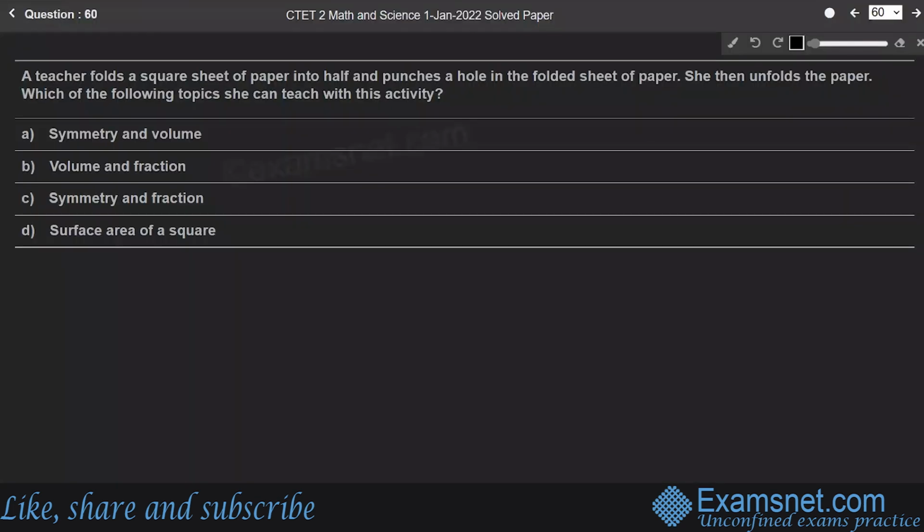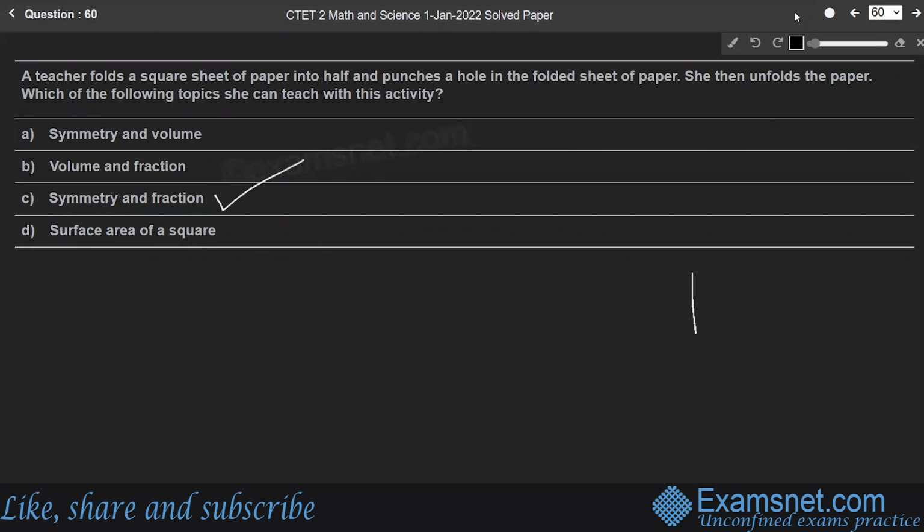Question number 60. A teacher folds a square sheet of paper into half and punches a hole in the folded sheet of paper. She then unfolds the paper. Which of the following topics can she teach with this activity? Symmetry and volume, volume and fraction, symmetry and fraction, surface area of a square. So the correct answer is symmetry and fraction.